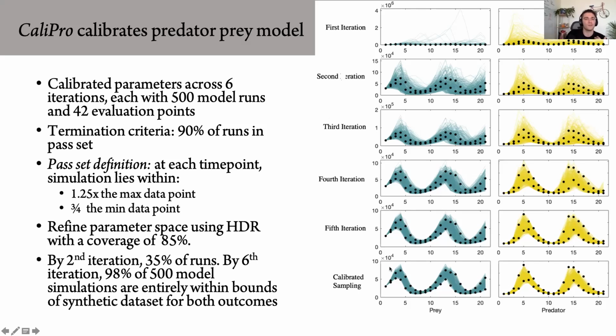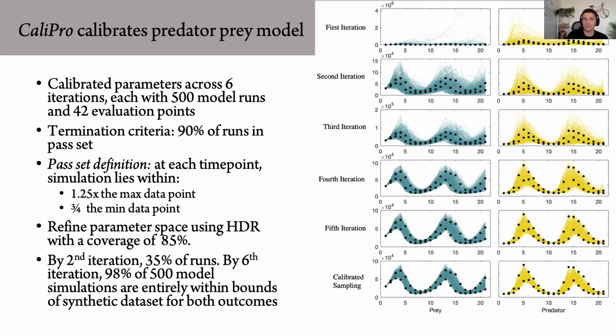We started with 500 model runs in each iteration and had 21 time points that we were evaluating for each species, whether the model runs fit or not according to our pass set definition. Altogether, we had 42 evaluation points where we were asking, is the model run actually fitting our experimental data? Our pass set definition was that at each time point, the runs had to lie within the bounds of the experimental data, and we gave it a little bit of wiggle room on either side of the min and max value for each of those 42 evaluation points.